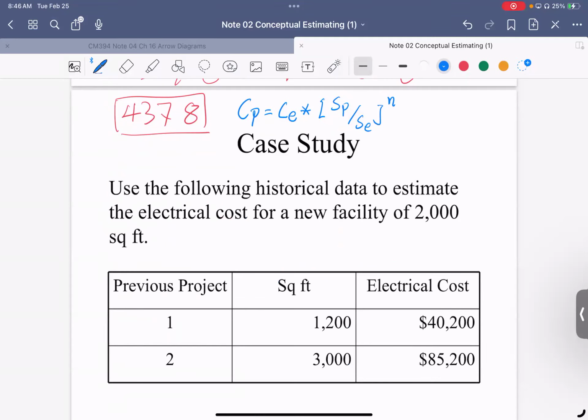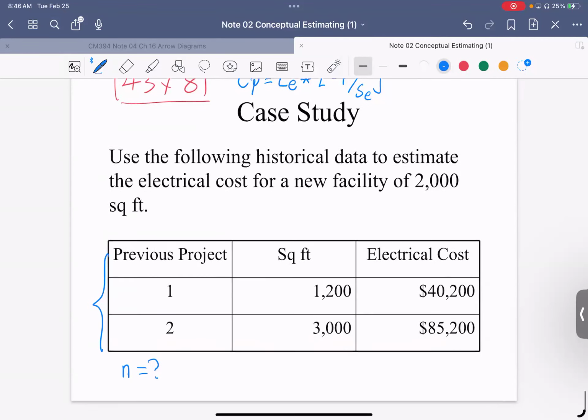We will use these numbers here. First, we have two previous projects. The challenge here is that N is not given to you. That is the challenging part, so first we need to find N.